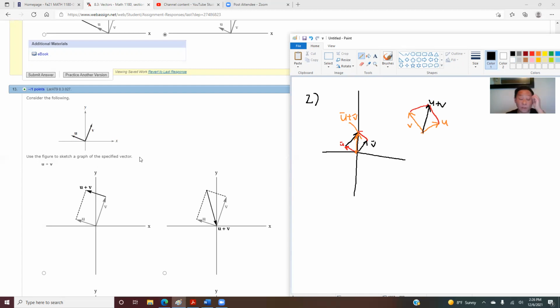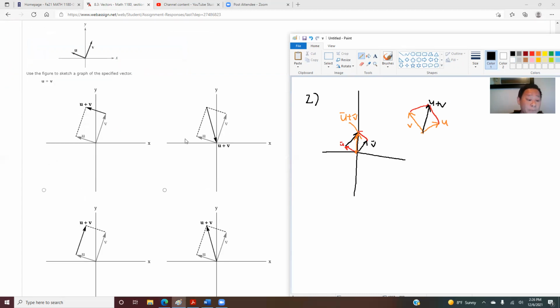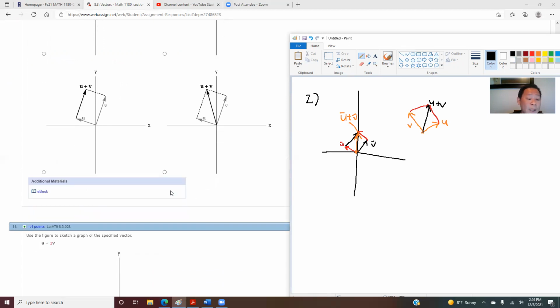Okay, so this is how we do u plus v in this case. It's always connect from one end to another end of the parallelogram. Usually this will be u plus v, because if u is here and v is here, if you draw a parallelogram, u plus v will be right over there.